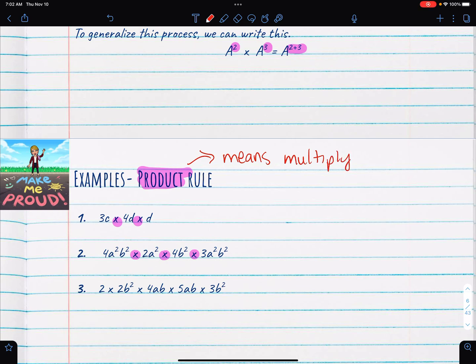Well, in this case, all of these that don't have a little number have a 1. So the C I can't combine with anything, so it's just regularly C to the first power. But this D has 1, 2. So I keep the original coefficient, I put the D, and I can do 1 plus 1. So the final solution will be 3C times 4D to the second.